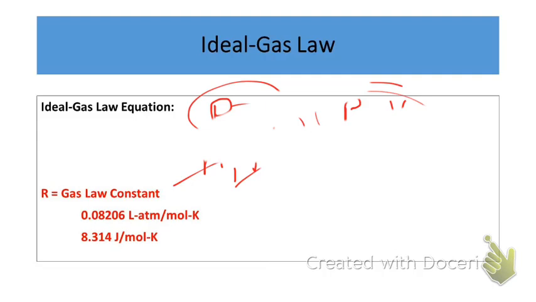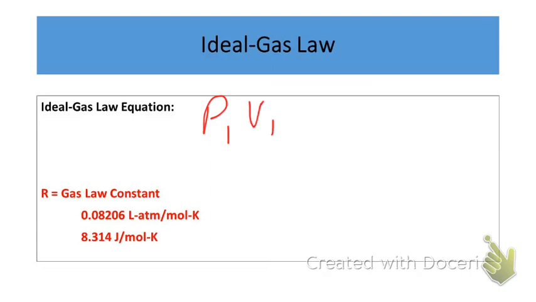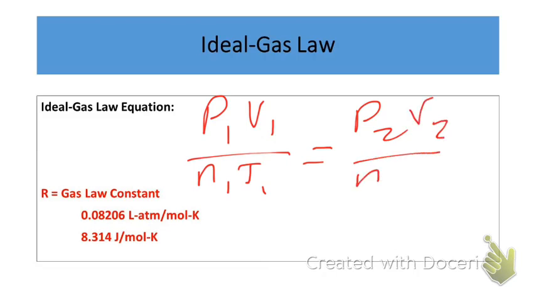All right? You can do the same thing with Charles' law. Let's rewrite our equation really quick. So P1V1 over n1T1 is equal to P2V2 over n2T2. And for Charles' law, remember the pressure and the number of moles are constant. So the only thing that changes is the volume and temperature. So now we have Charles' law.